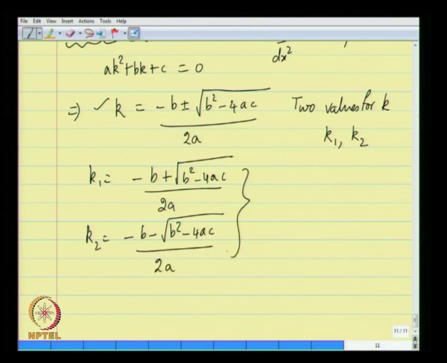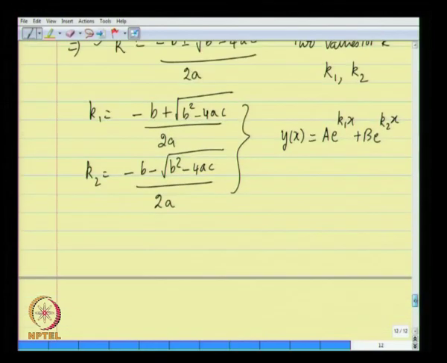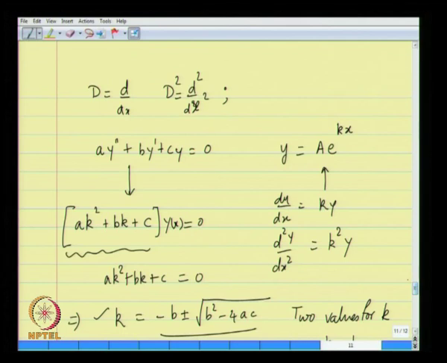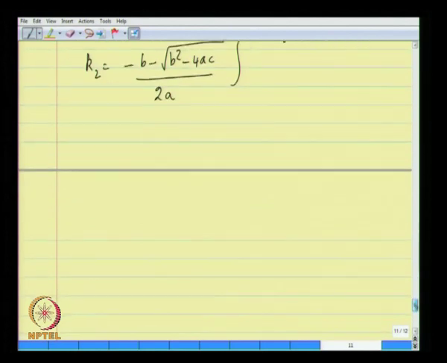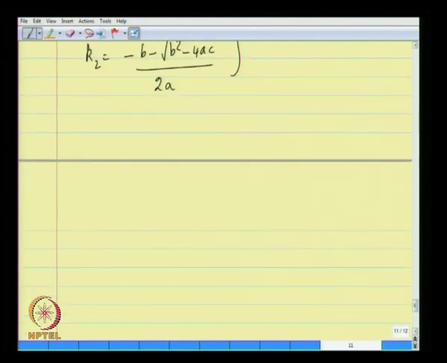And given these two roots, the general solution for the differential equation will be a e to the k1 x plus b e to the k2 x, where k1 and k2 are given by this. So, that becomes the solution of the differential equation. So, when you have constant coefficients for a second order differential equation, it is nothing other than a simple quadratic form.